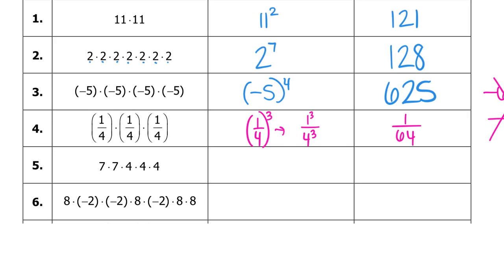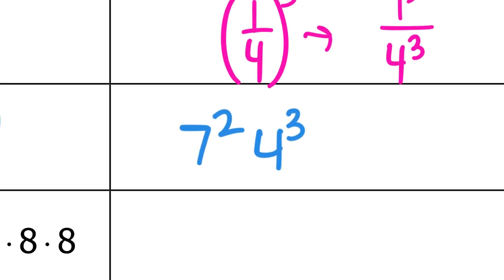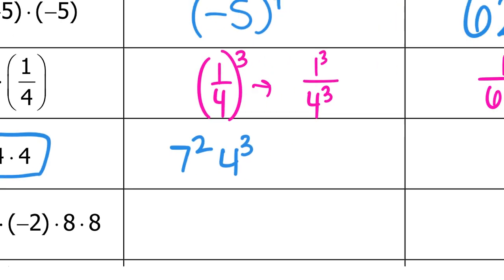Okay, when you have two different numbers here, we have 7 times 7. Let's write that as 7 squared. And then we have 4 times 4 times 4. We'll write that as 4 to the third. And then you could just leave it like this. If you want to put a little multiplication dot in there, you can, but you don't have to. If the numbers are right next to each other, it implies that they're being multiplied.